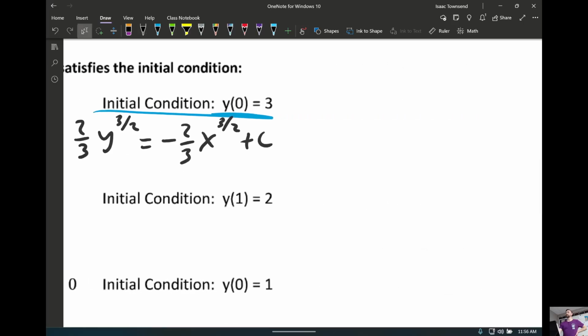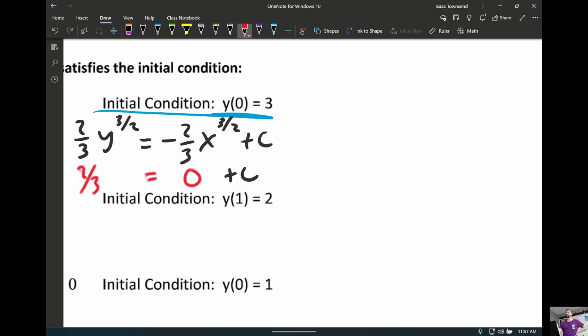Okay, and now here's where this question type is going to take a little bit more work and works out a little bit differently. We should not leave this plus c because we have information that we can plug in and solve for c. So when x is 0, which would make all of this go to 0, y is supposed to be 3. So if I plug in 3 for y, this would be 2/3. That's 3 cubed and the square root of that.